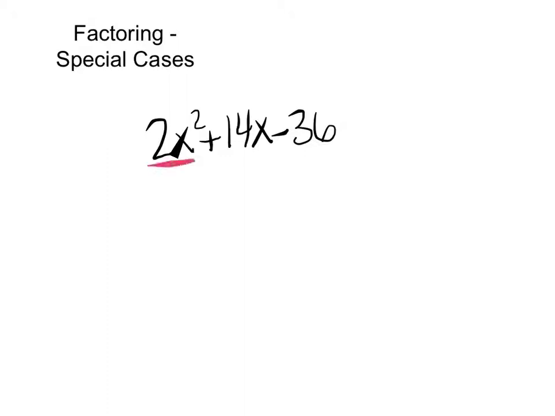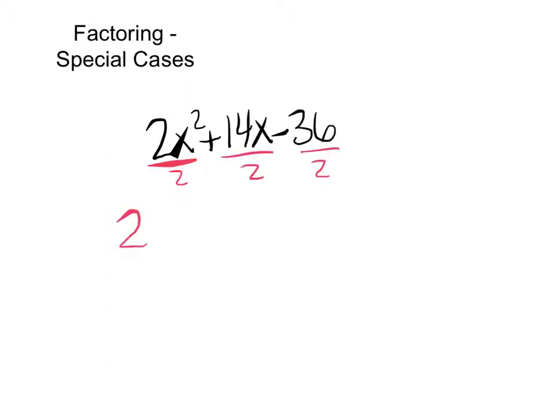So let's look at the trinomial 2x squared plus 14x minus 36. If you watched factoring video 2, you'll probably want to say, ooh, let's use factor by grouping. But if you think back to the very first factoring video I did on GCF, you can see that this trinomial actually has a GCF. Everything is divisible by 2. So the very first thing that we can do is factor out that 2.